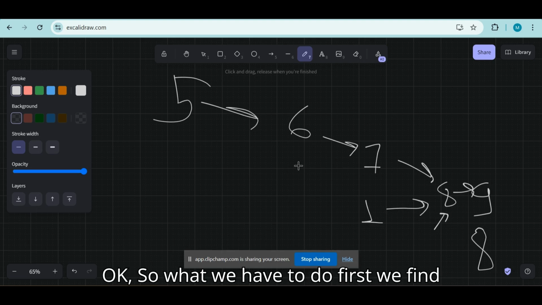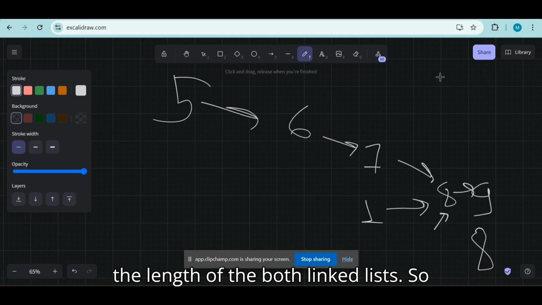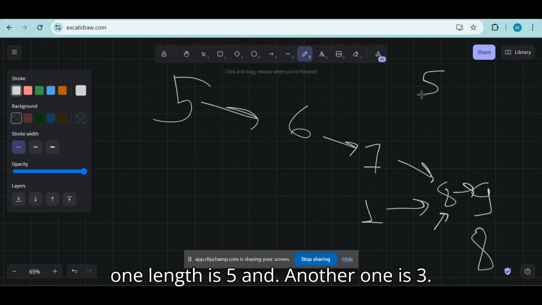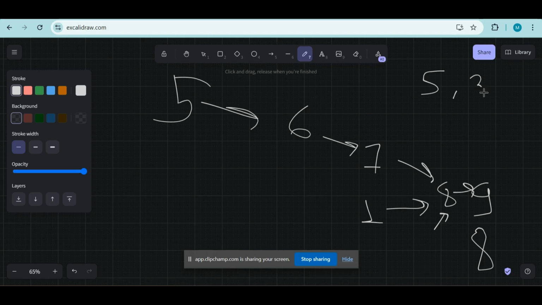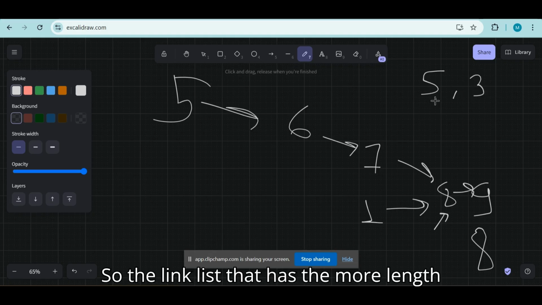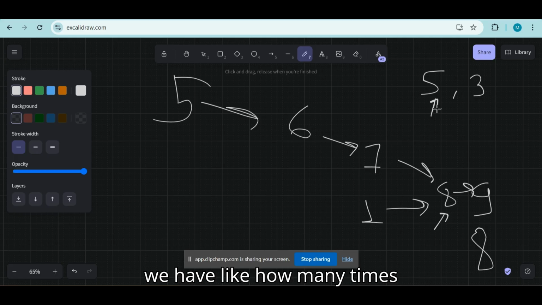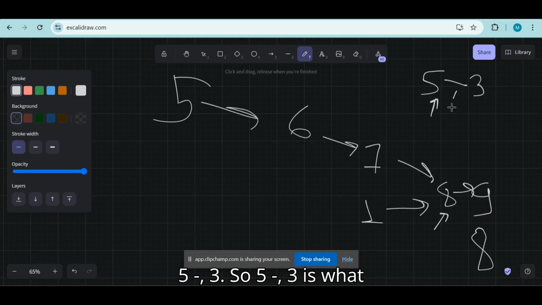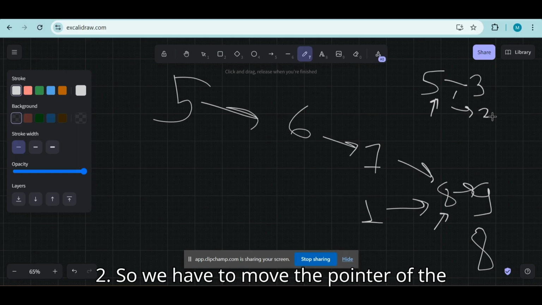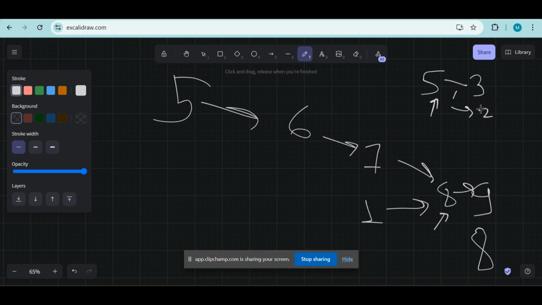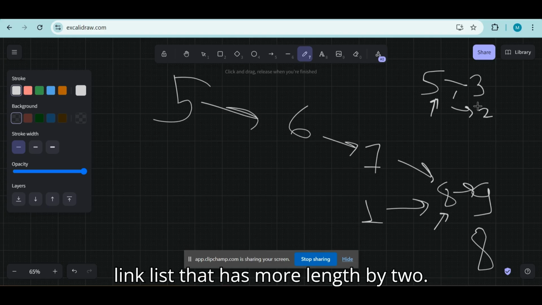So what we have to do first, we find the length of both linked lists. One length is 5 and another one is 3. The linked list that has more length, how much more is it? 5 minus 3. So 5 minus 3 is what? 2. So we have to move the pointer of the linked list that has more length by 2.